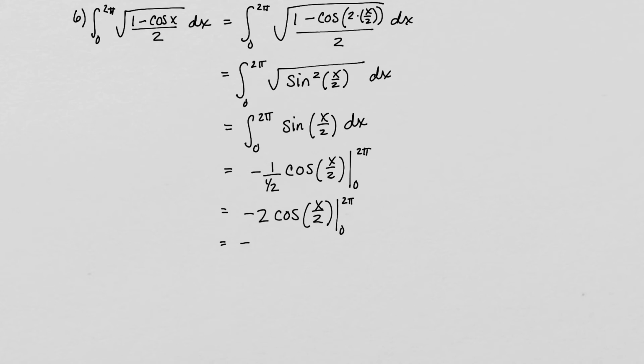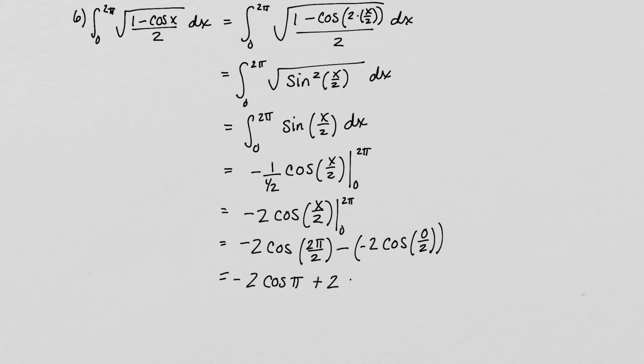So it's going to be minus 2 cosine of 2 pi over 2 minus 2 cosine of 0 over 2. So it's going to be minus 2 cosine of pi plus 2 cosine of 0. So cosine of pi is negative 1, so minus 2 times negative 1, plus 2 cosine of 0 is 1, so 2 times 1. So we're going to end up with 2 plus 2, which in this case is equal to 4.